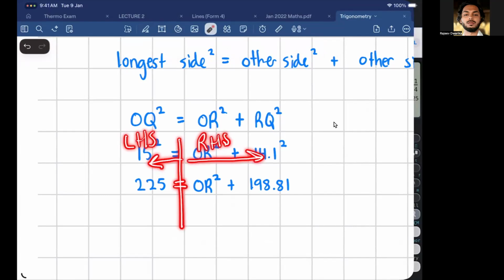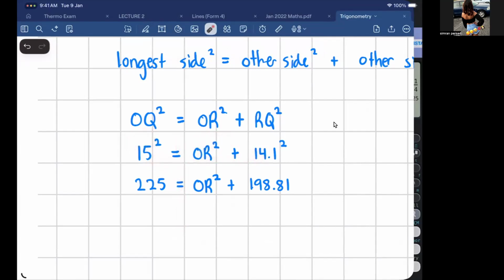So you're okay up to this point, right? We are trying to find OR. If we're trying to find OR, then OR should be the only thing on that side. So if it should be the only thing on that side, what shouldn't belong here? What shouldn't be there? The 198.81. Yeah, that shouldn't be over there.